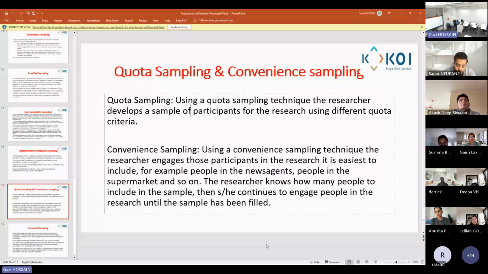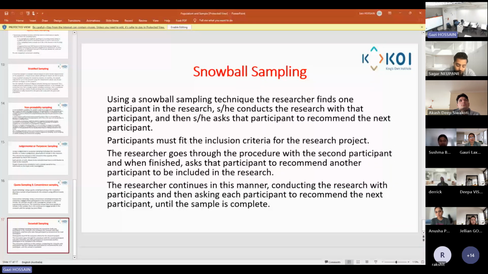Snowball sampling, the last one. Using a snowball sampling technique, the researcher finds one participant in the research. Then she or he conducts the research with that participant. And then she asks that participant to recommend the next participant. It is snowball sampling. So the ball goes from one to another.